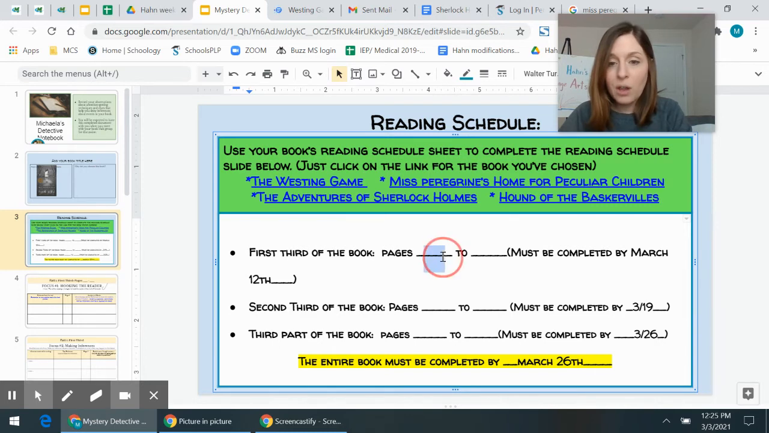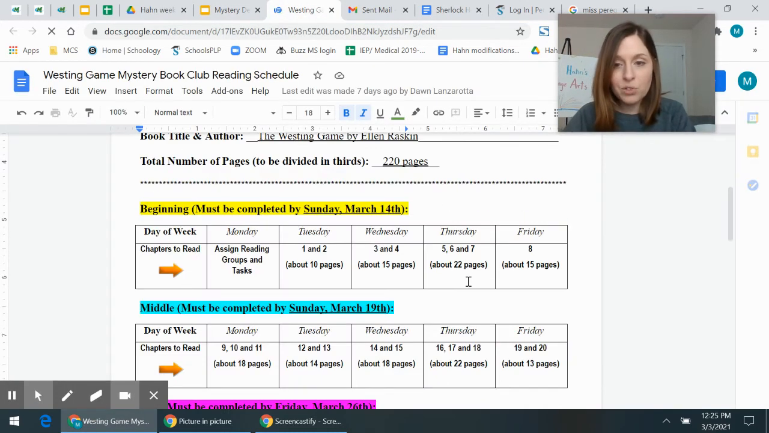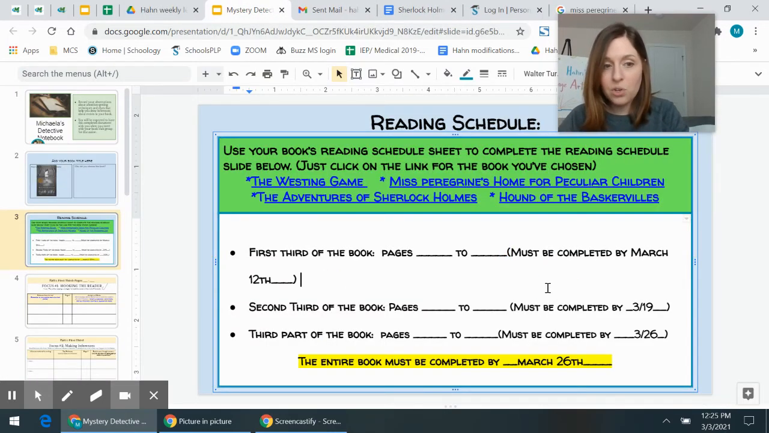So I want you to fill in what pages. So you can go to your reading schedule and say, all right, by the first week, March 12th, I need to read, all right, 10 pages, 15 pages, 22, 15, do the math. How many pages do I need to read in the first week, right? So it looks like about 70 pages. So figure that out and write your page numbers down here so you can stay on track. That way you don't have to keep going to the reading schedule because it'll be right here on your document, and you're going to be opening this up almost every day.